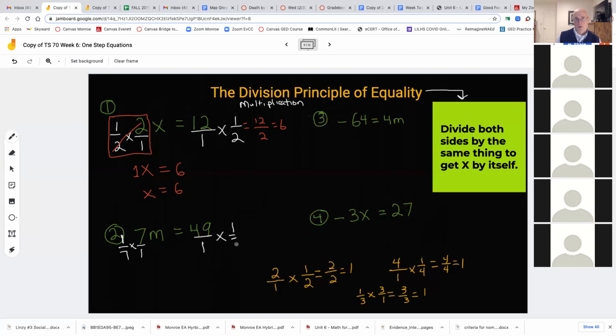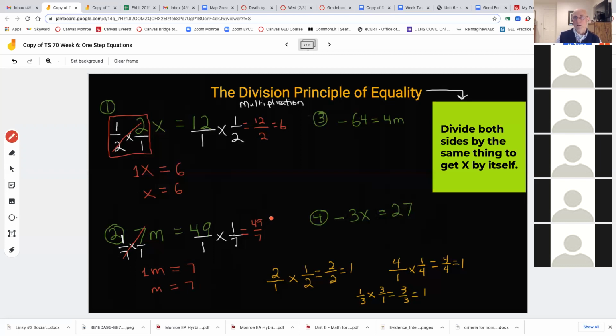1 over 7, okay? That cancels that thing out there. This ends up canceling this out, so I just have m. I'm skipping a step. Instead of saying 1m, I could say 1m, but most algebra students would just skip that 1m step. And then I get equals 49 over 7. Well, 7 times 7 is 49, so it's 7. So m equals 7. We're doing algebra here, okay?